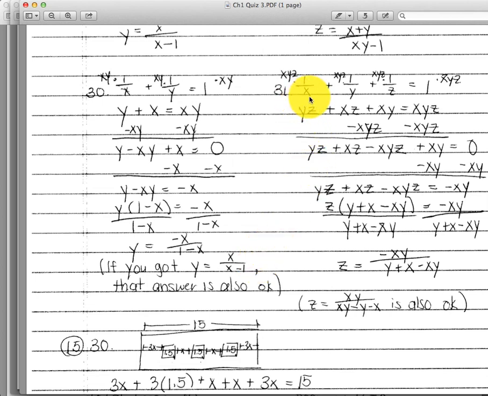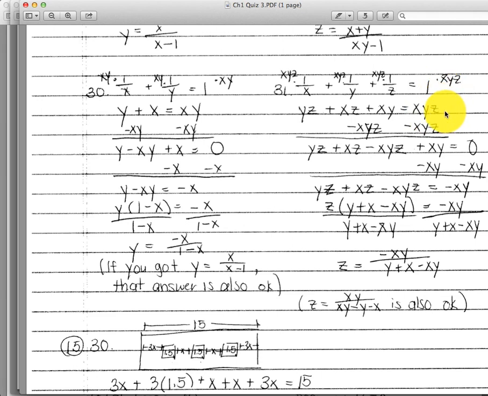In number 31, again, I'm going to do the same exact thing. I don't want to deal with these fractions. I'm going to multiply through by my common denominator. In this case, it's xyz. Multiply everything through, because I have to multiply each term. So we're left with xyz divided by x is yz. xyz divided by y is xz. xyz divided by z is xy. And then I have the xyz on this side.